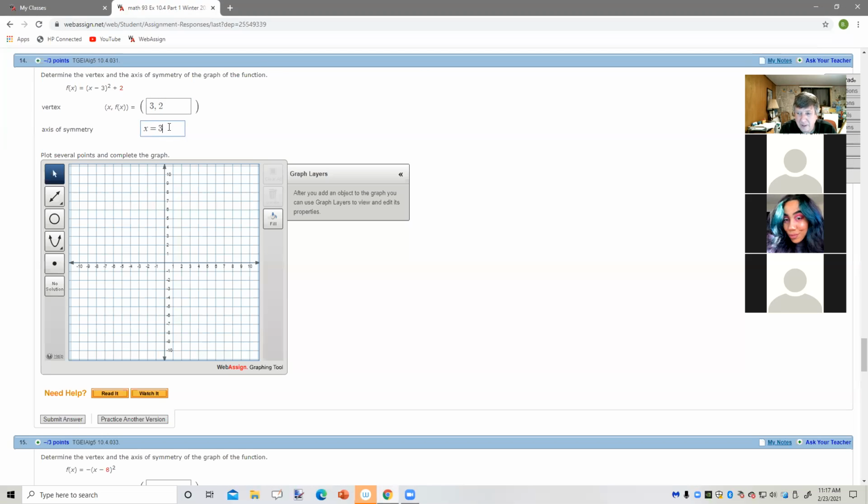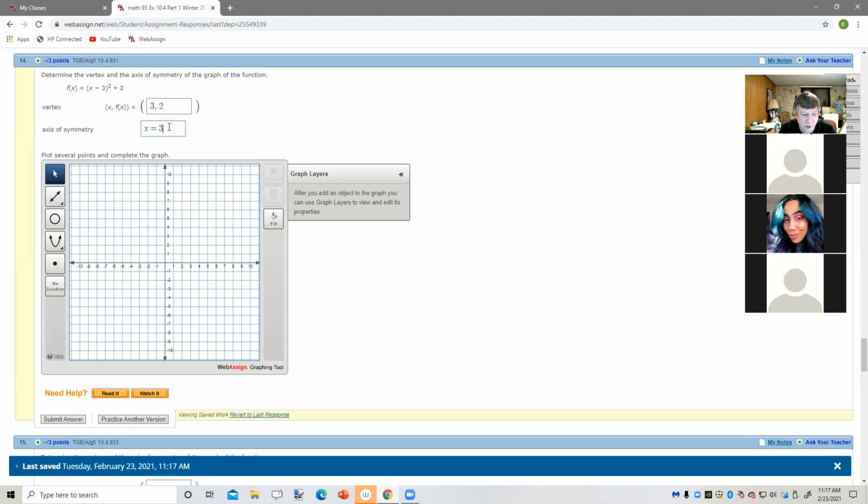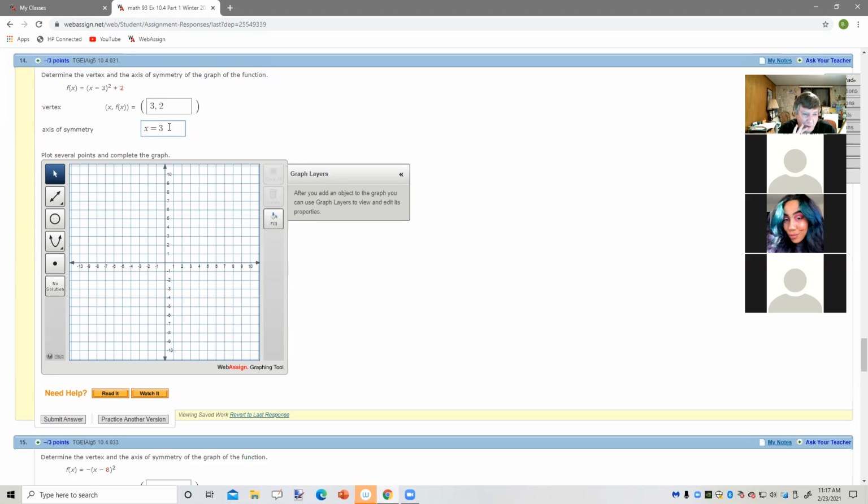Now, here's the critical part. To graph the equation, which is also a function, in WebAssign you have to graph 2 points. The first point you graph is the vertex. I'm going to click here till it turns blue, and I'm going to click on the vertex (3, 2). I'm not going to use the points; I'm going to use the parabola. Now I need a second point.